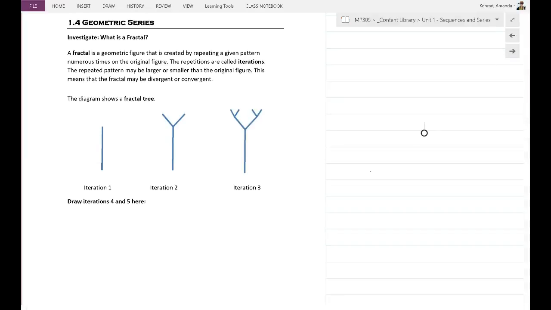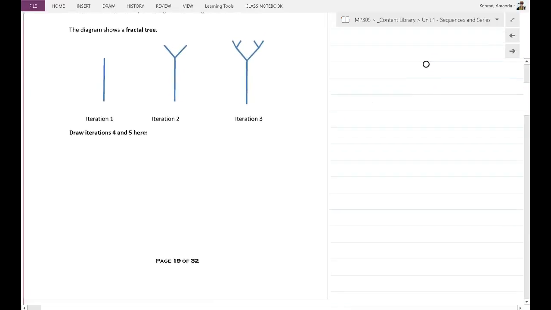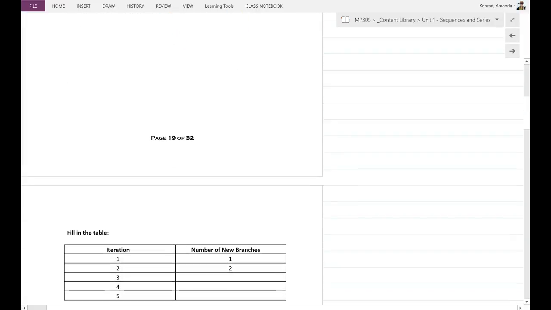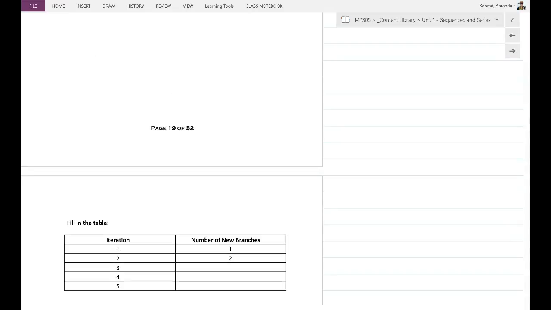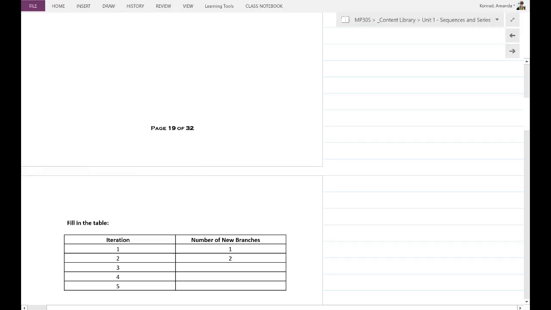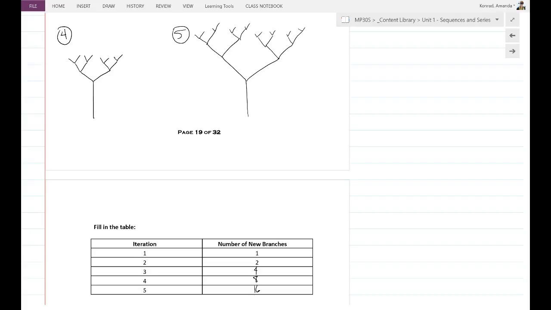I'll let you pause before you even get started and complete the pattern and the table on the following page. So finish iterations 4 and 5 and then complete the table below it. In your case, it's going to be on the next page. As you can see, I've also completed these iterations and I've completed the table below.